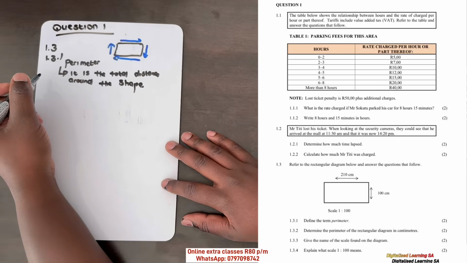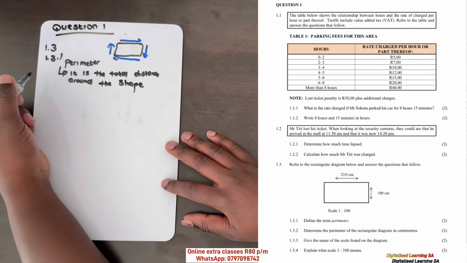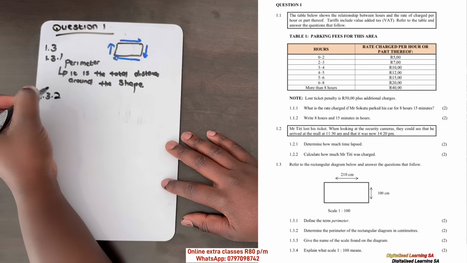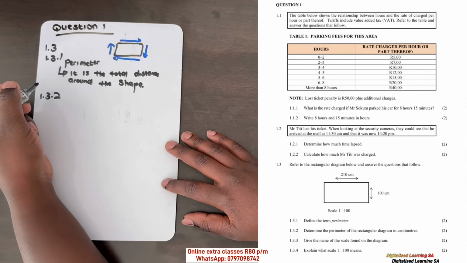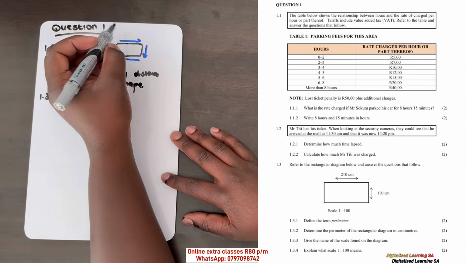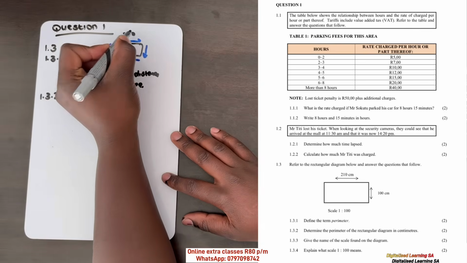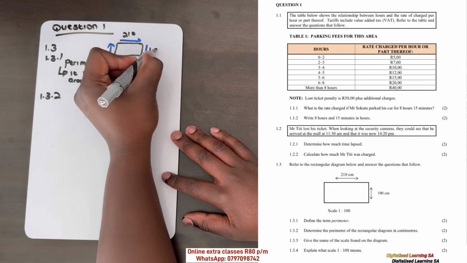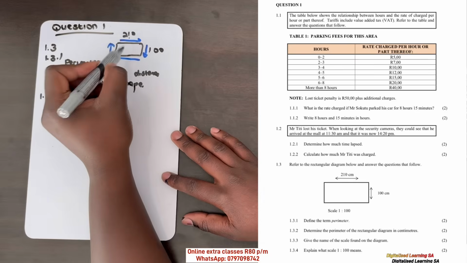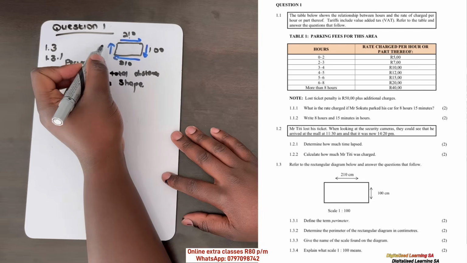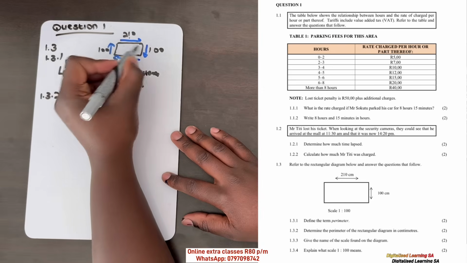Okay, so now let's move to the next question, which is question 1.3.2. Question 1.3.2 says to determine the perimeter of the rectangular diagram in centimeters. So we can see that our length was given as 210, and our width was given as 100, and we know that this side is equal to this side, so even this side is equal to 210, and this side is equal to 100.